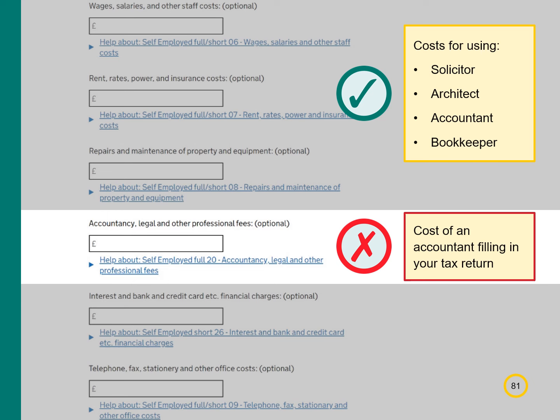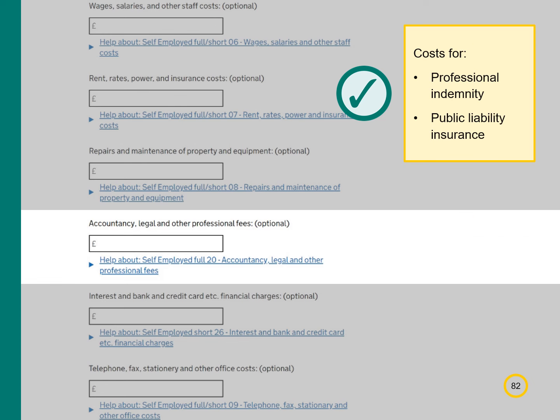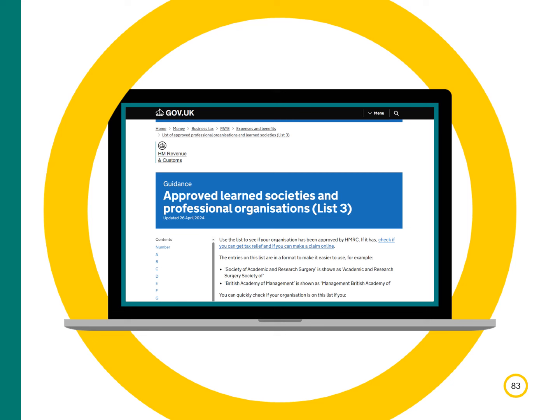The cost of using a professional, such as a solicitor, architect, or an accountant or bookkeeper to keep your records is an allowable expense and can be entered here. However, the cost of an accountant completing your self-assessment tax return is not an allowable expense. Other professional fees such as professional indemnity and public liability insurance are also allowable expenses you can include here. If you belong to a professional or trade body, then check List 3 on the gov.uk website to see if it's an allowable cost you can include.